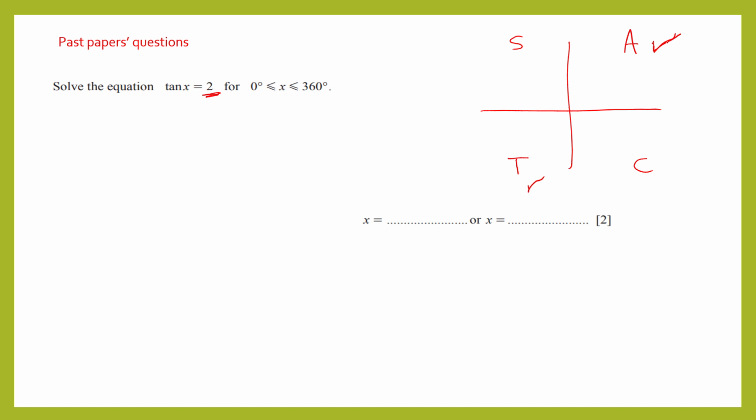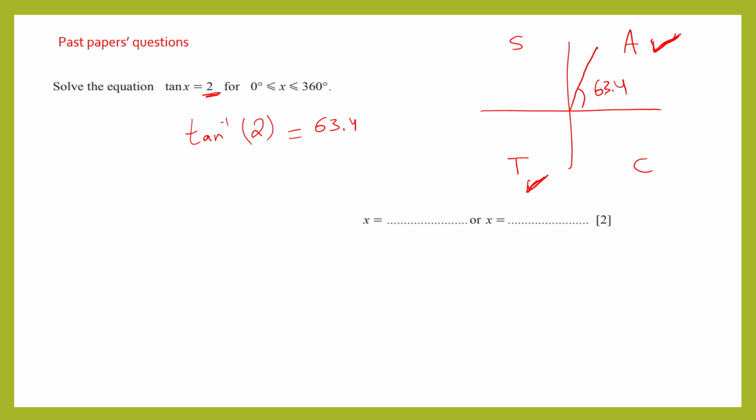So how do we do this one? You need to do two things. The first one is you will do tan inverse of 2. Okay, then you get this. On the calculator, tan inverse of 2 will be 63.4 degrees, which is in the first quadrant. 63.4.